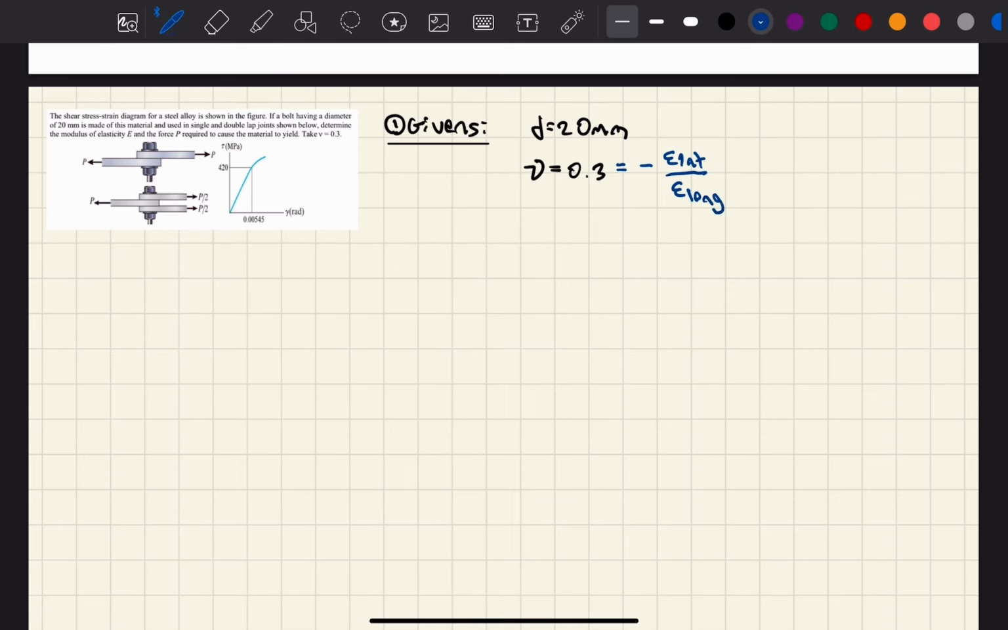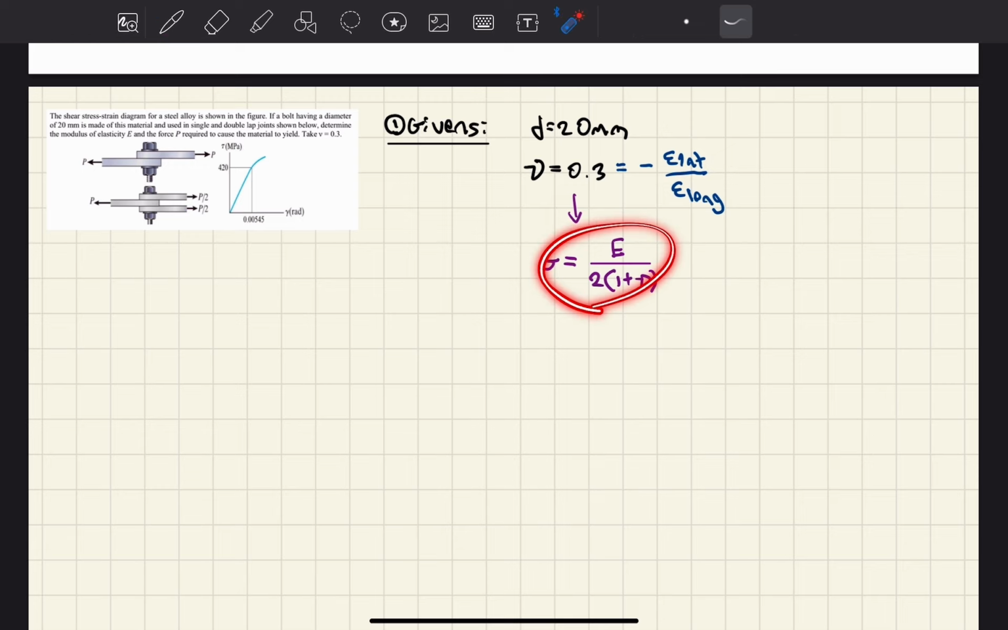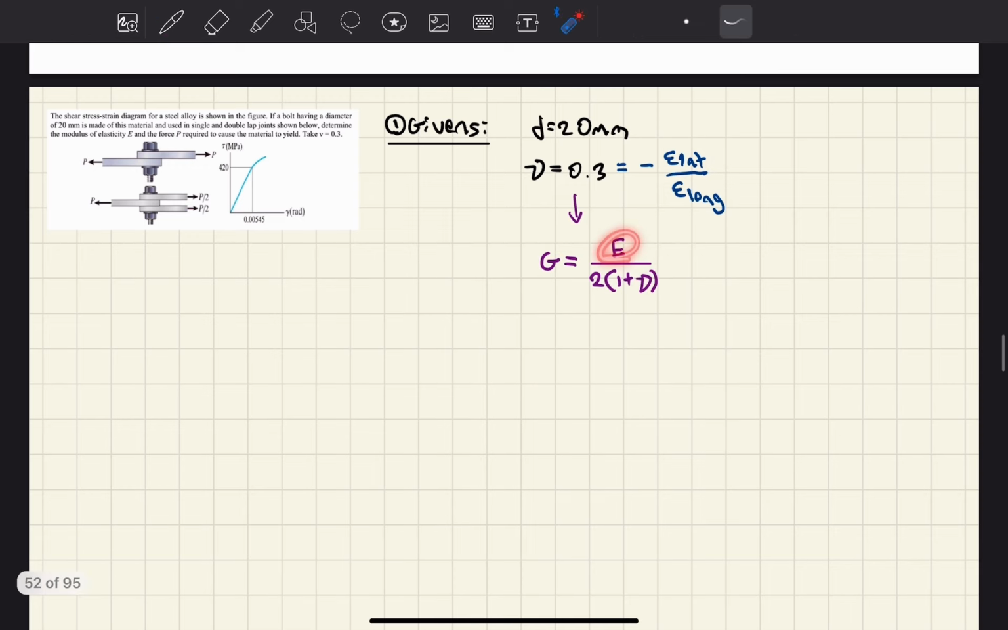But there's also another formula that we can use because eventually it does want us to find the modulus of elasticity. So another formula that is useful is that the shear modulus is equal to the modulus of elasticity divided by 2 times 1 plus Poisson's ratio, right? So we're going to use this to find the elastic modulus very soon.